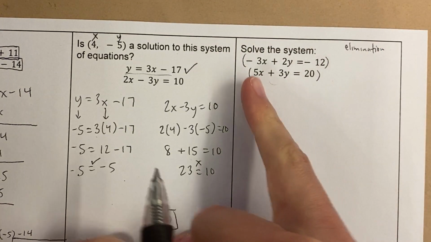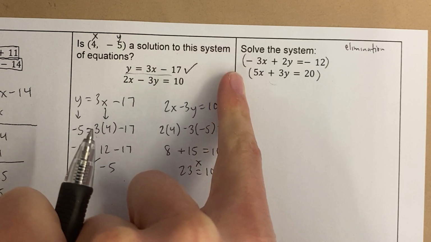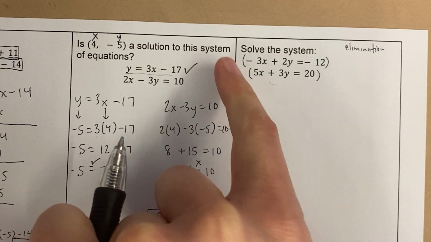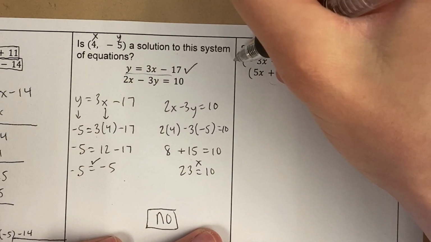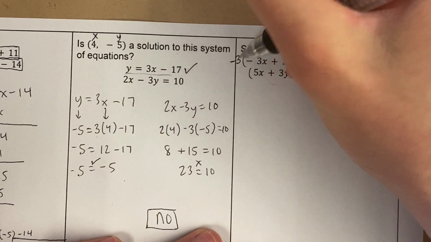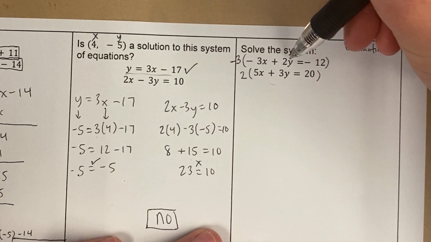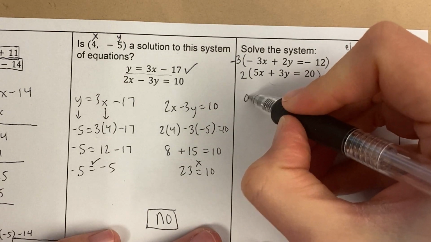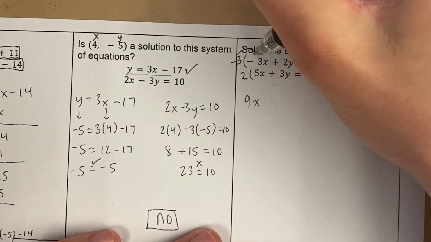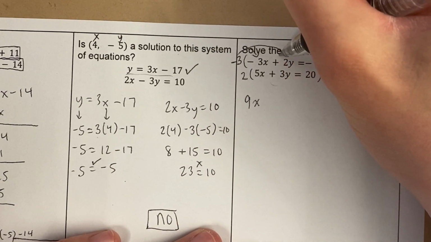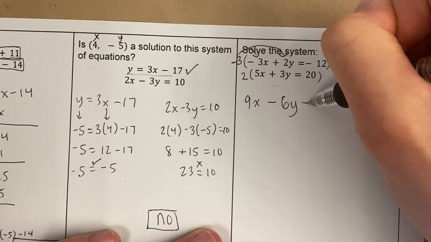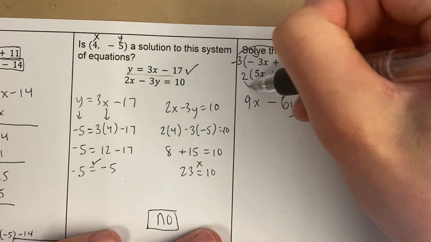Now, I could choose to multiply the top by 5 and the bottom by 3. That would get me negative 15 and positive 15. Or I could choose to multiply the top by negative 3 and the bottom by 2, which is what I'm going to do. That'll get me negative 6 and positive 6. Both are totally equal, but I'm just going to do this one. So negative 3 times negative 3 is 9. Negative 3 times 2 is negative 6y. Negative 3 times negative 12 is positive 36.